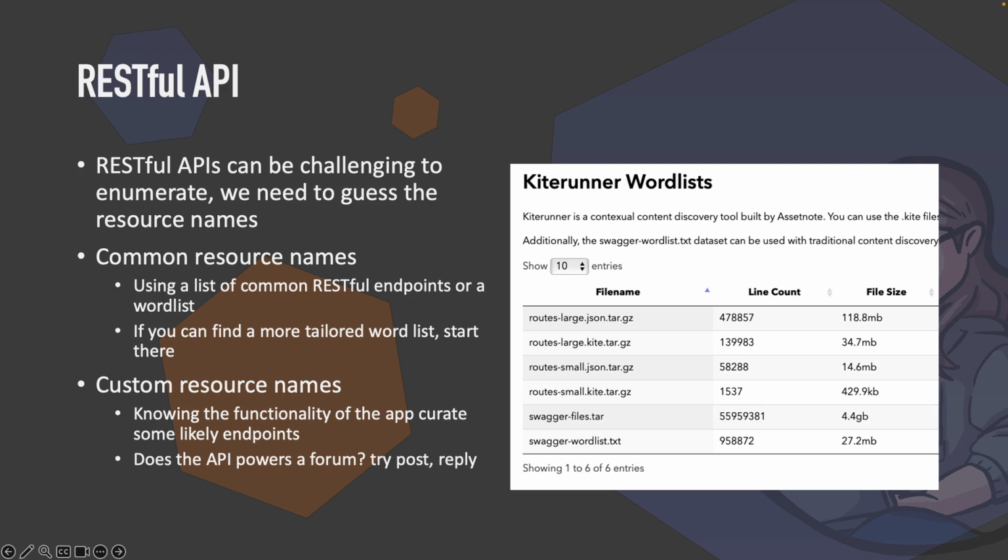Now, some people have published targeted word lists to some different programs. If you can find a more tailored word list, start there. Even better if you can find just documentation. But if they've done custom resource names, you have to just understand the functionality of the app and start to curate some likely endpoints. For example, if the API powers a forum, you're going to try post, you're going to try reply, you're going to try whatever.